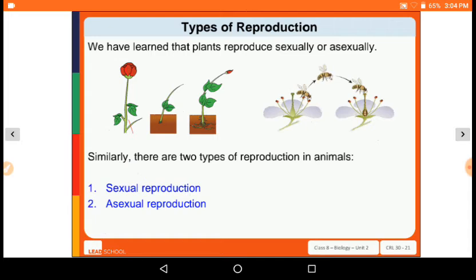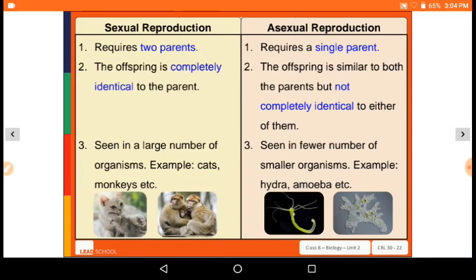So we have learned how plants reproduce sexually or asexually. Similarly, there are two types of reproduction in animals, sexual reproduction or asexual reproduction. So sexual reproduction, yani ki it requires two parents, and asexual reproduction requires a single parent. The offspring is completely identical to the parent. और sexual parents के अंदर offspring is similar to both parents but not completely identical to either of them. So sexual reproduction के दौरान हम पता लगा सकते हैं कि उसके parent कौन है, but in asexual we can't.